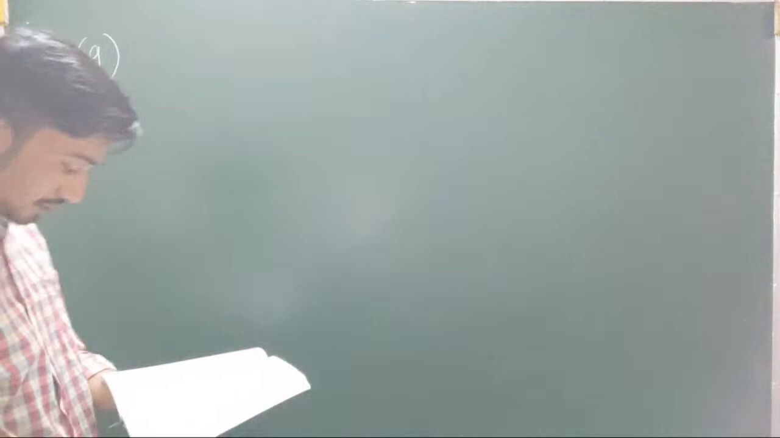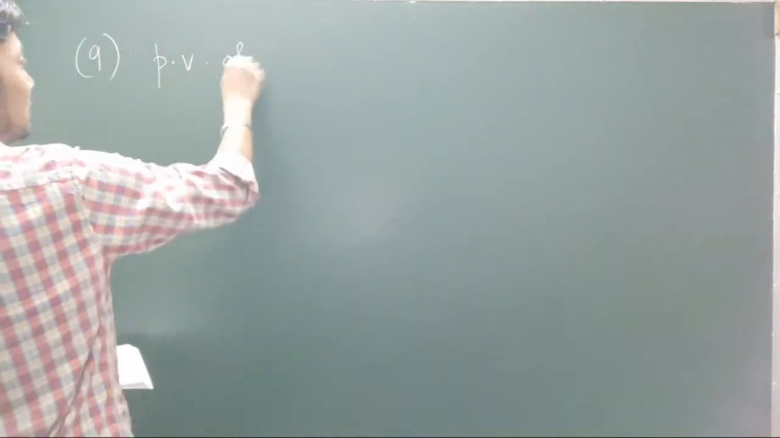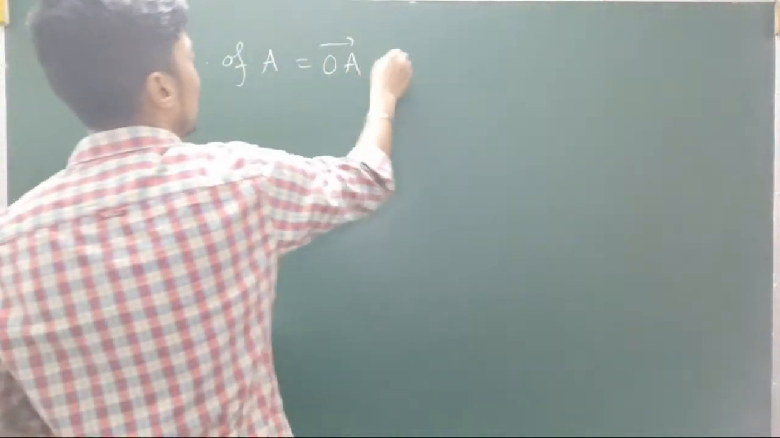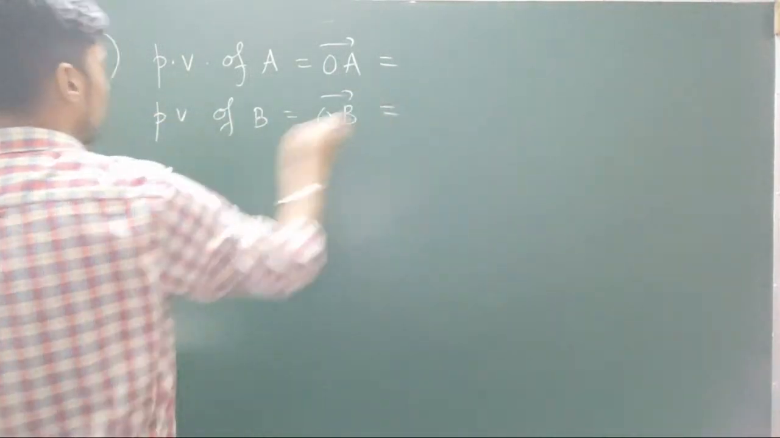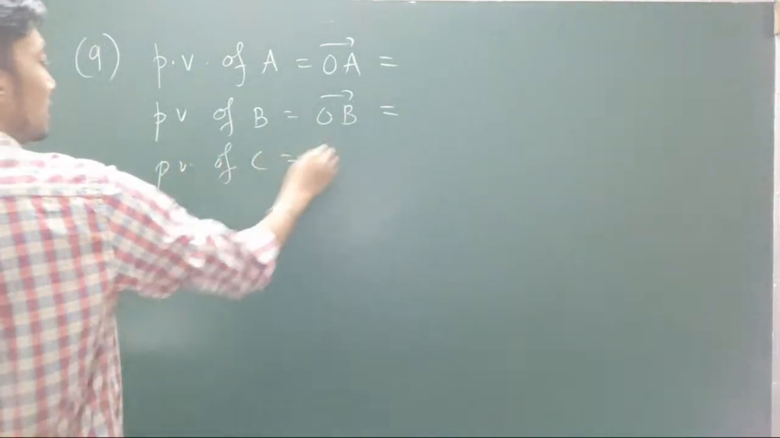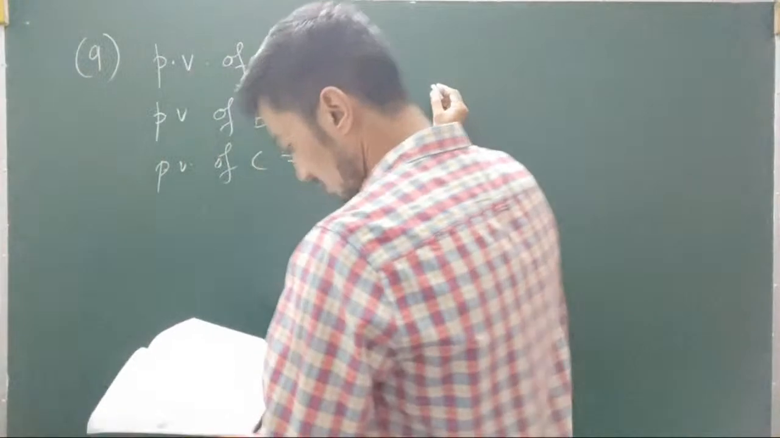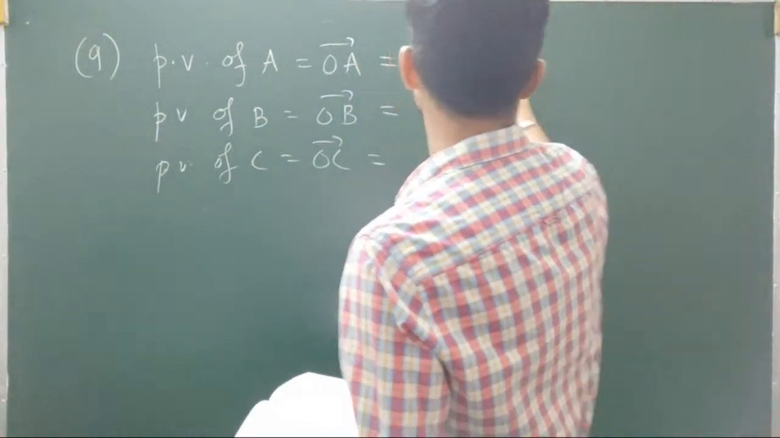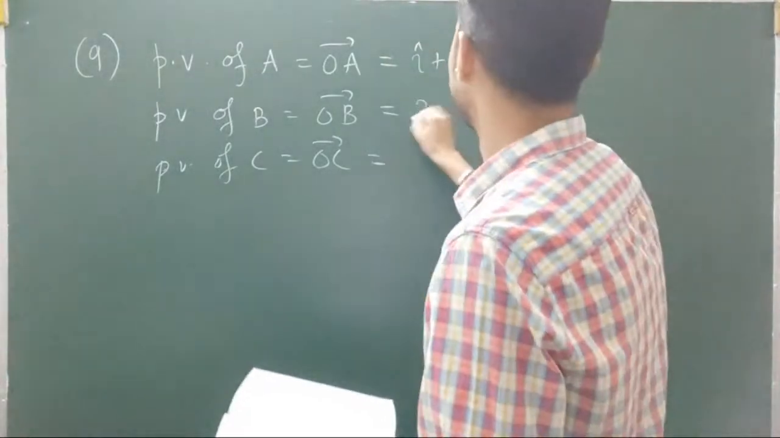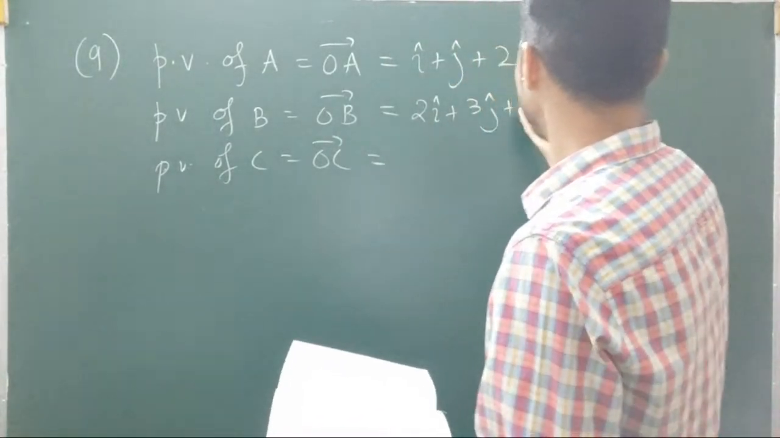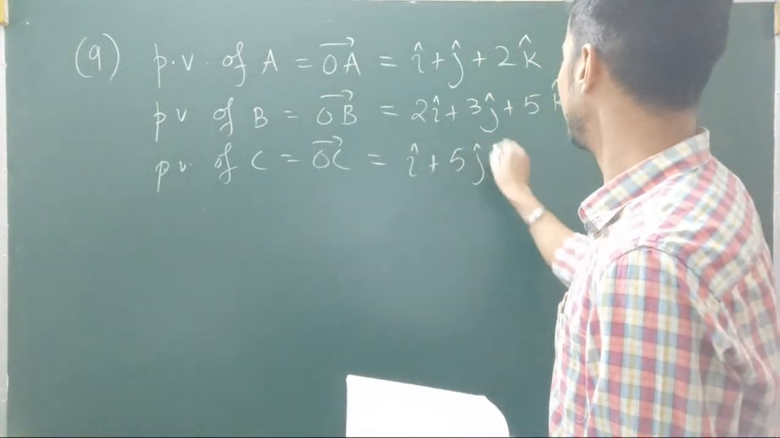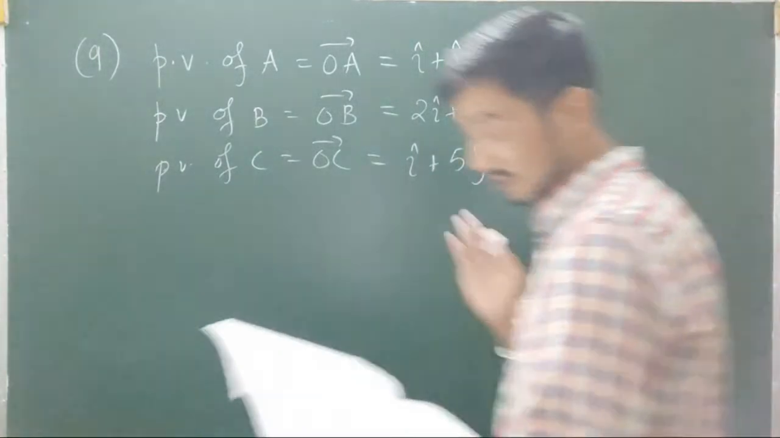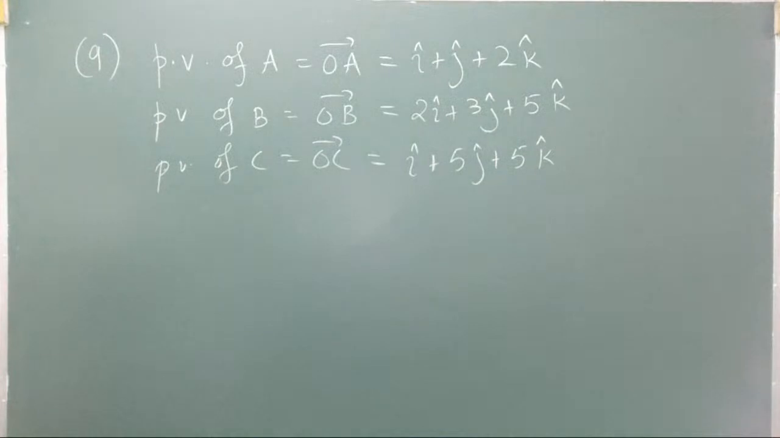Find the area of the triangle where the vertices are given. As I've told you yesterday, whenever vertices are given, first get the position vectors, otherwise you're going to make a very silly mistake. Position vector of A, OA vector, position vector of B, position vector of C. So with respect to the origin: I plus J plus 2K, 2I plus 3J plus 5K, I plus 5J plus 5K. Always go for the position vectors first. After that, we will discuss what we need to find out.